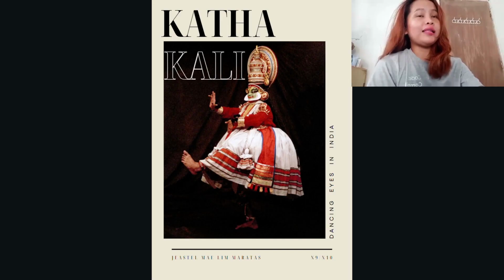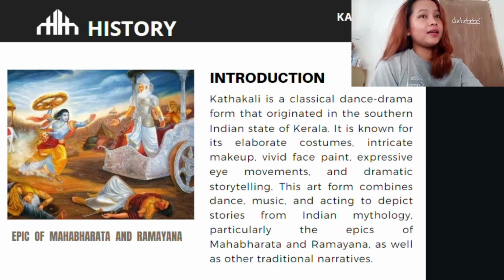First, let me go to Kathakali, the dancing eyes of India. Kathakali is a classical dance drama form that originated in the southern Indian state of Kerala. It is known for its elaborate costumes, intricate makeup, and vivid face paint. Kathakali is believed to have originated in the 17th century, possibly evolving from other performing arts like Kuyikatam and Krishnatam. Over the centuries, Kathakali has undergone several transformations, including the refinement of its movement and the addition of new stories and characters. Kathakali performances often take place in temples or at festivals.